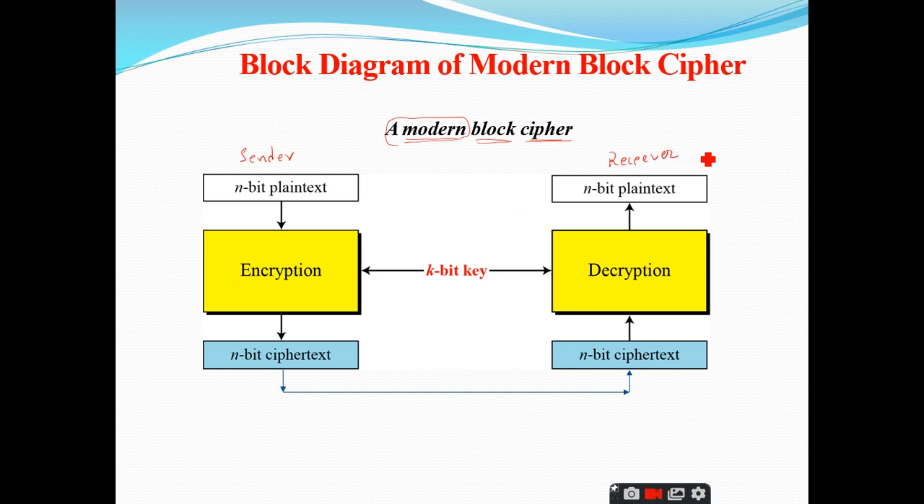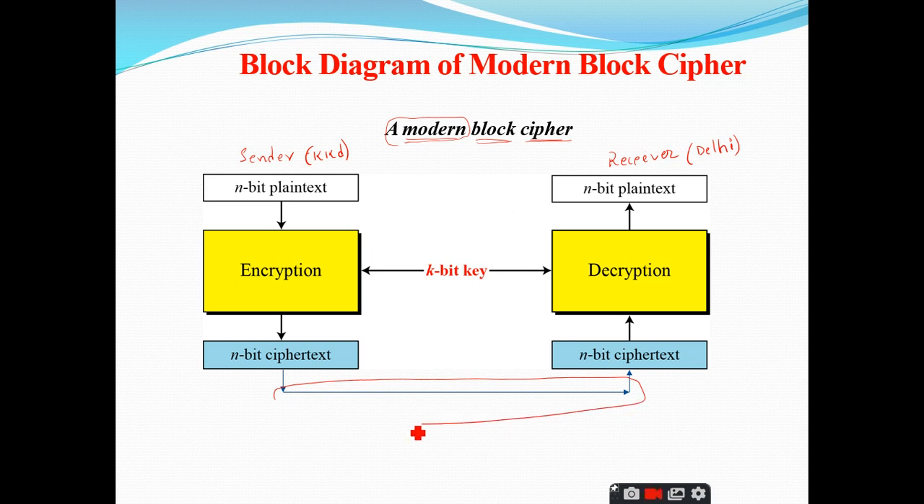So what does the sender have to do in order to send the plain text? Can he send the plain text directly? No, sir. For example, assume that the sender is in Kakinada and he wants to send some confidential data, let us assume some military data, to a receiver who is situated in Delhi.